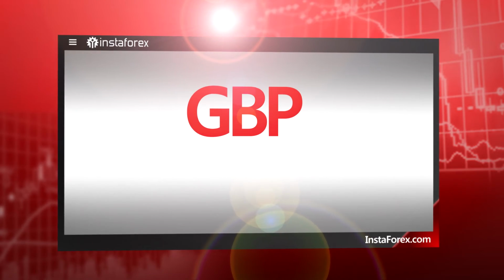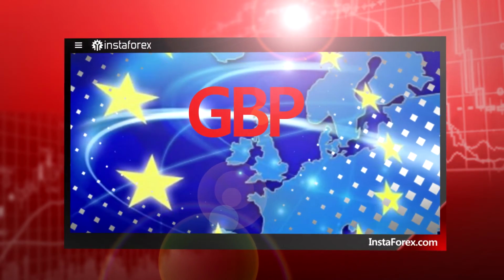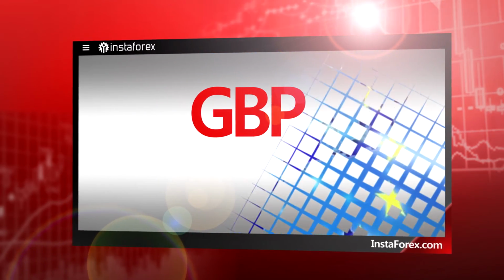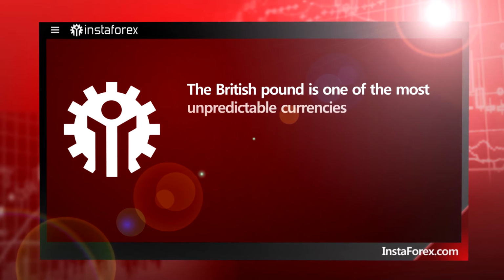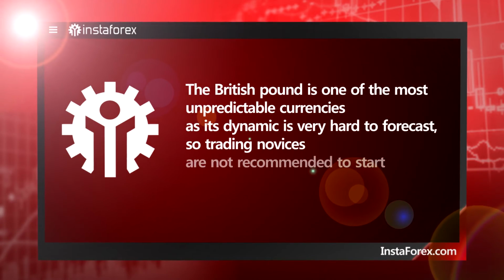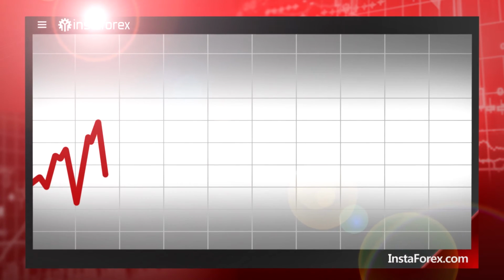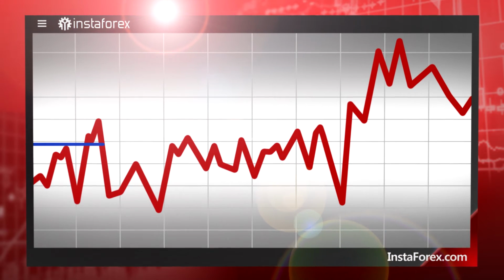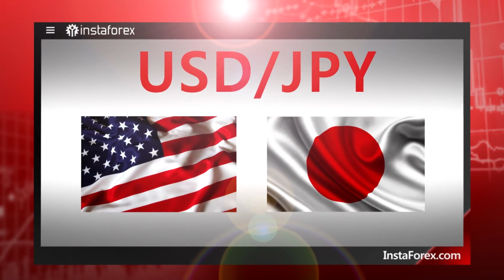The exchange rate of the pound sterling is affected by both domestic economic and political developments and news from the Eurozone. The pound's movement frequently correlates with the exchange rate of the euro. The British pound is one of the most unpredictable currencies, as its dynamic is very hard to forecast, so trading novices are not recommended to start with this pair. The pound-dollar pair is notorious for false support and resistance breakouts, which should be taken into account when making trading decisions. US dollar and Japanese yen.